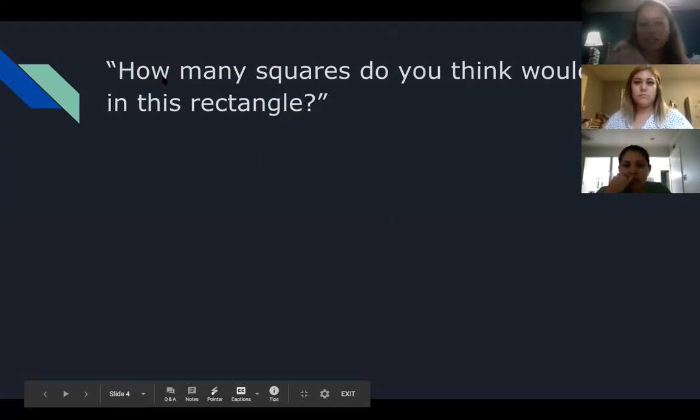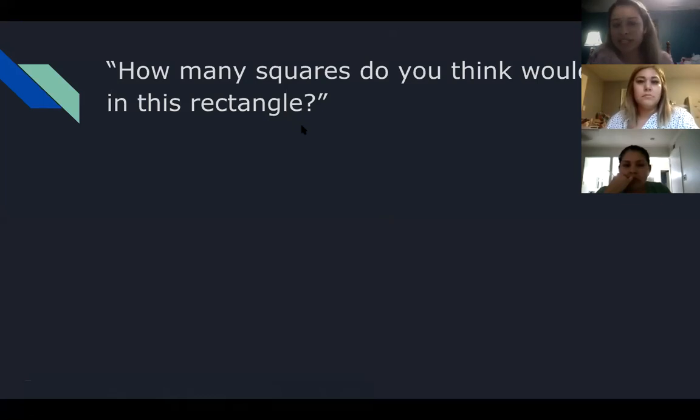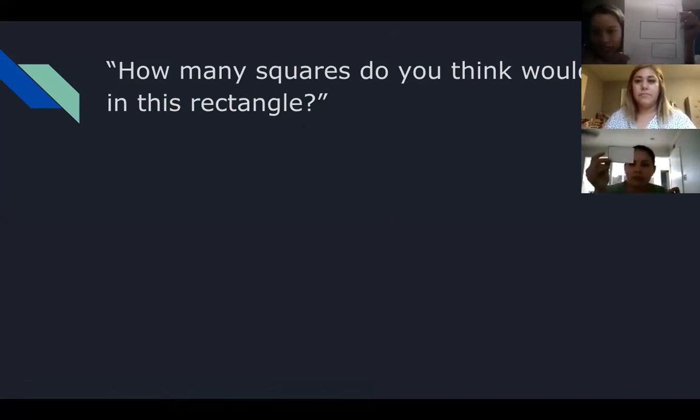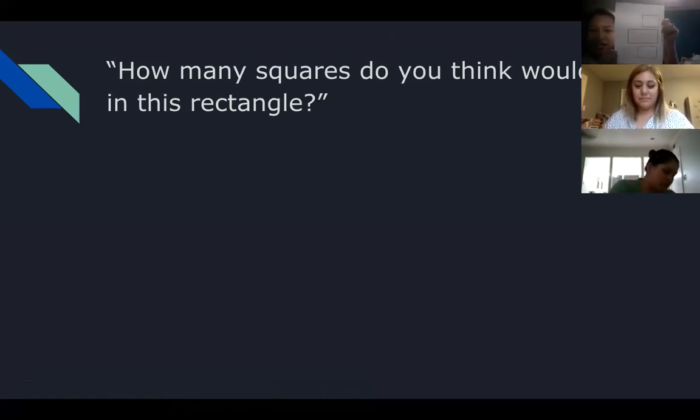So how many squares do you think will fit into this rectangle? Go ahead and find your rectangle number 1, use your little squares, and tell me how many squares fit into this rectangle. Is it the smallest one or the medium? No, actually it's the smallest one. Let's take some time and see how many square units fit into this little rectangle.